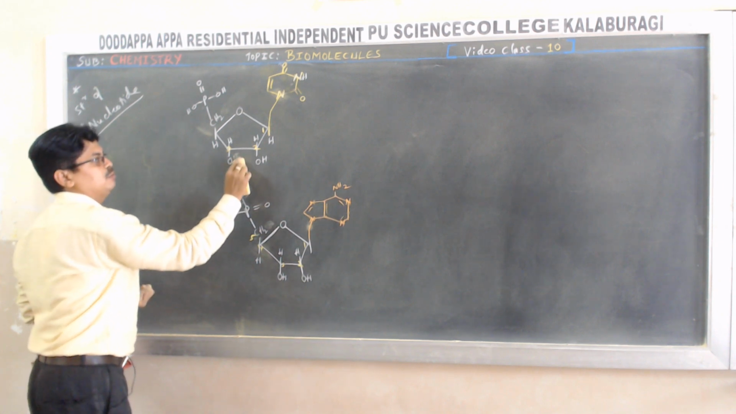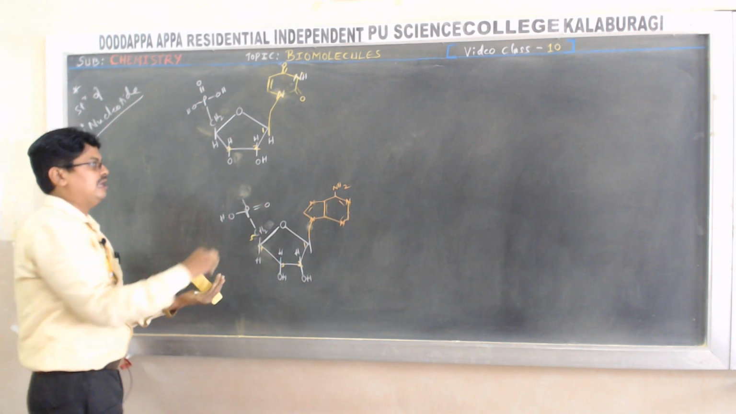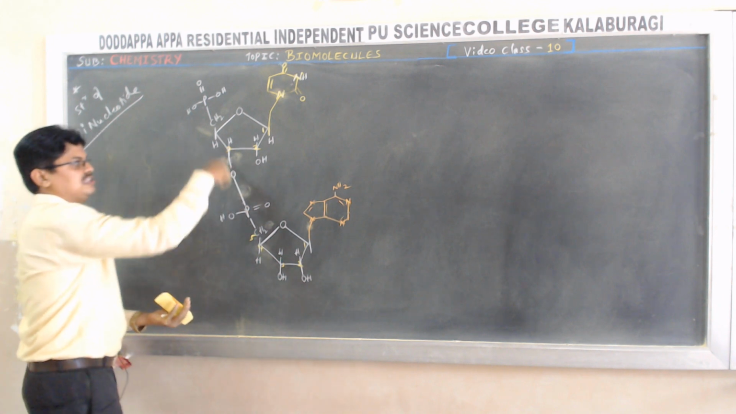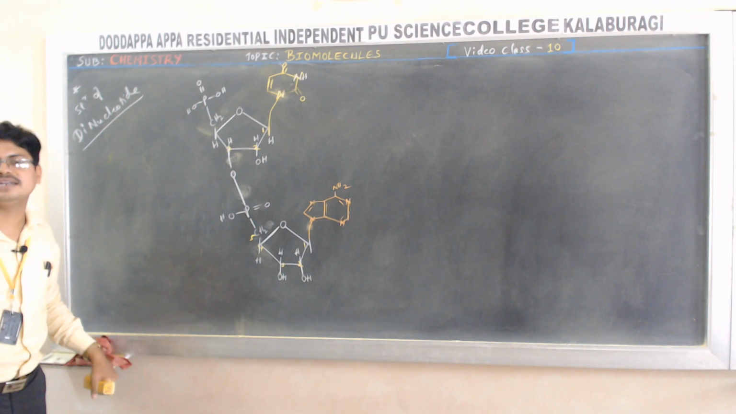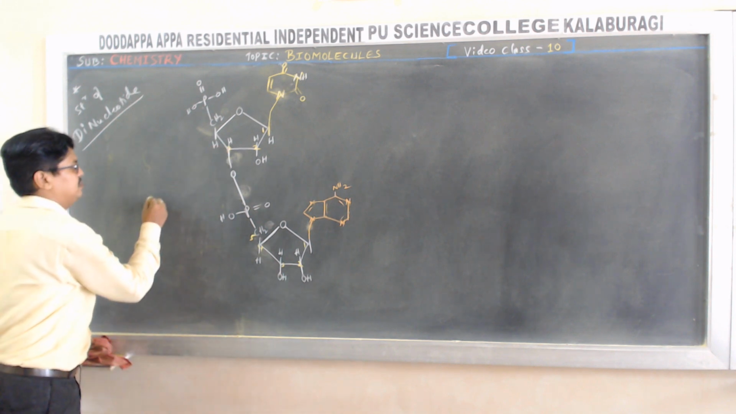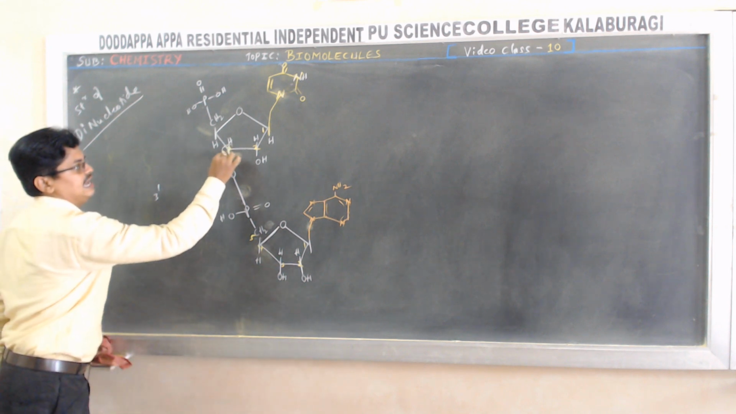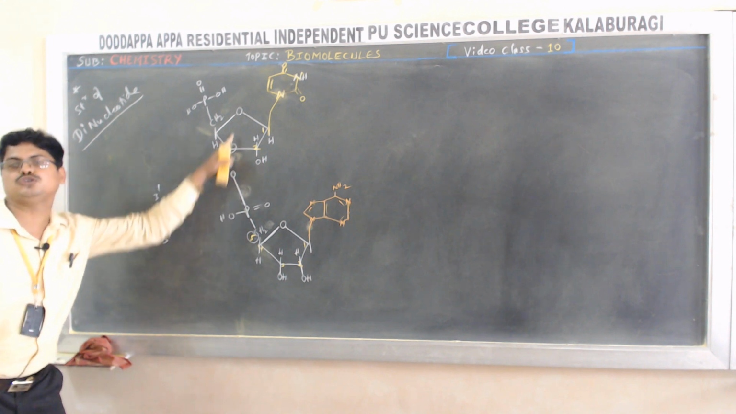Remove OH and H, OH and H, to form a phosphodiester linkage. So this is the structure of a dinucleotide. The phosphodiester linkage is with respect to 3 dash to 5 dash, the third carbon and the fifth carbon of the sugar moiety.